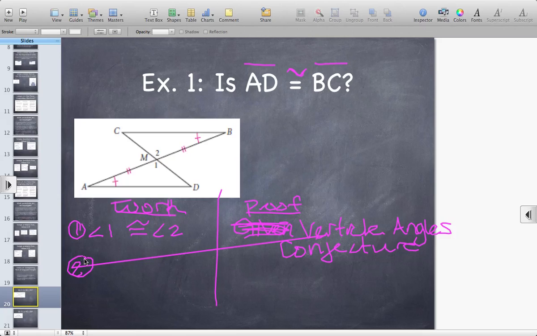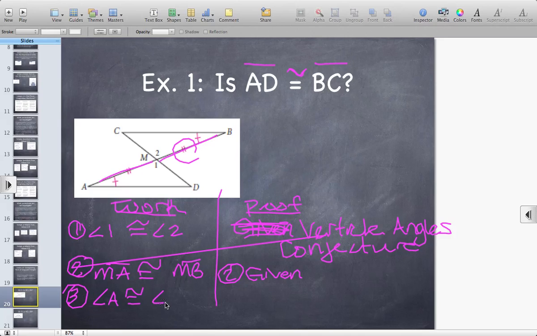Okay. Next thing we notice is that MA is congruent to MB. Now that's given to us because of the markings. So here I can say given to make more sense. All right. And step 3, angle A is congruent to angle B, and again, that's given to us. I didn't have to determine that, I just looked at the symbols.